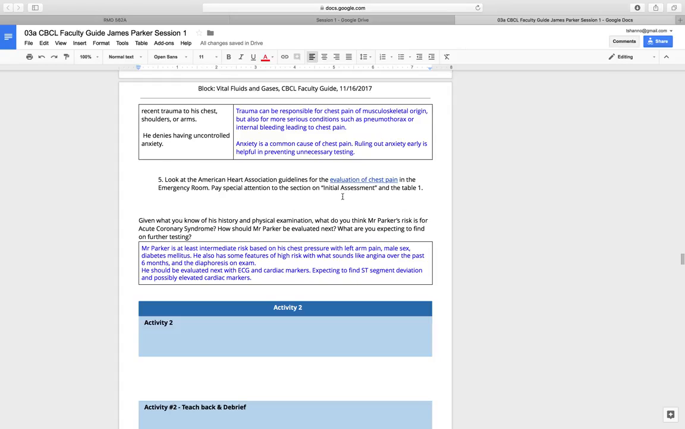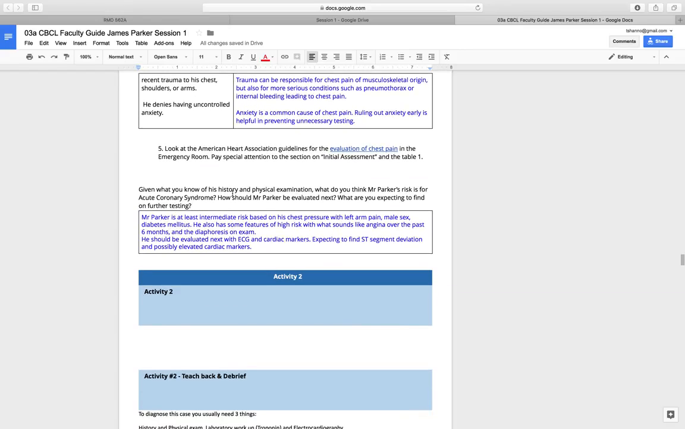This link will lead you to the article with this table in it. And then basically the question is, I think most of the students are going to know what the diagnosis is, but we're going to assume that they don't.